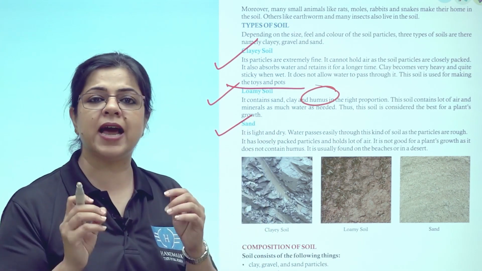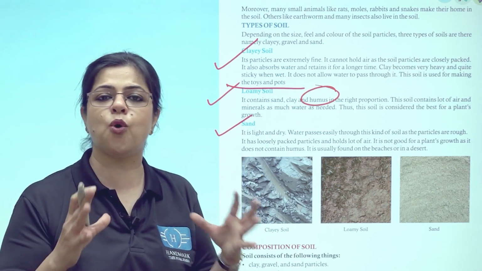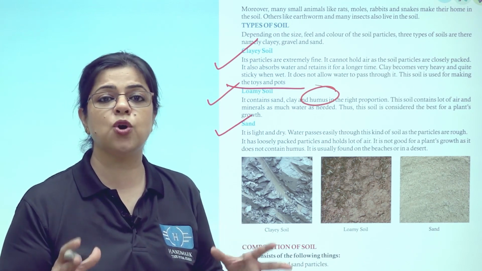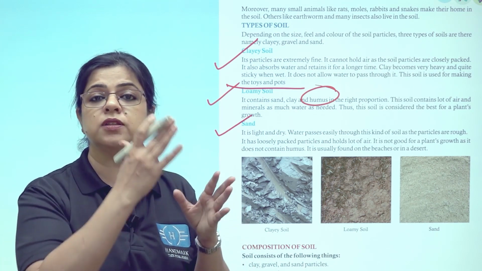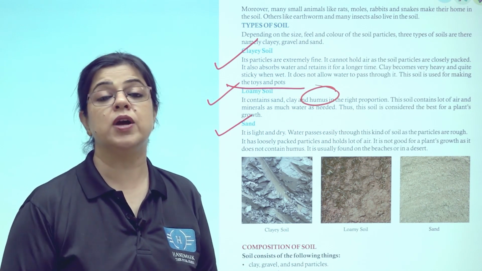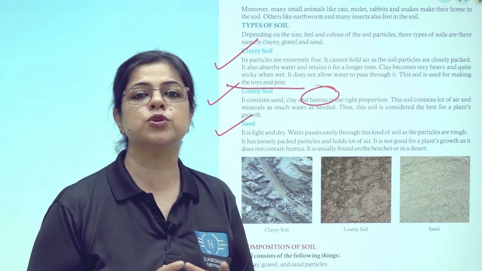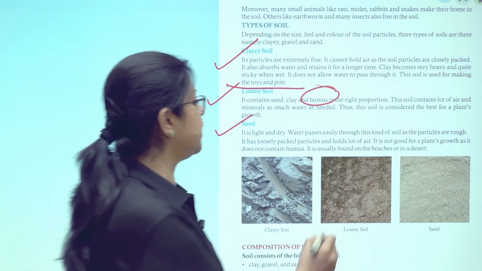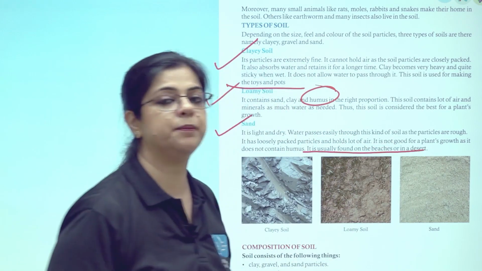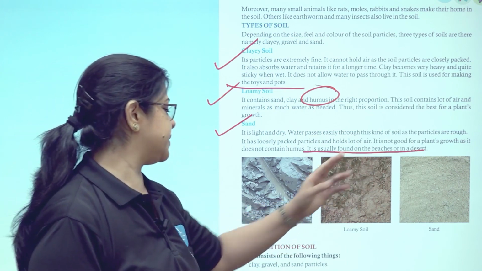Sand is the lightest and the driest of all types of soils. It does not allow water to stand. The water immediately passes through. This is the reason sandy soil cannot be used for growing crops. And sandy soil is usually found on beaches or in a desert.